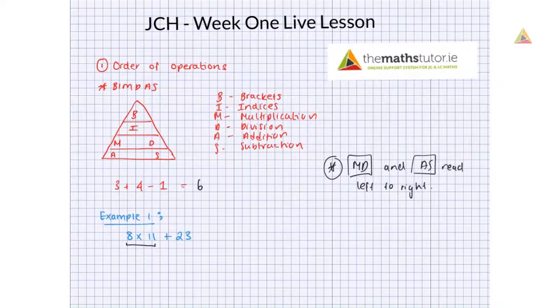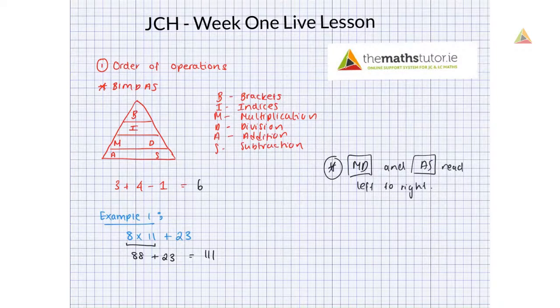That says multiplication, so that will be done first. We have no division, we have addition, and we don't have subtraction. So we're going to do the multiplication first, and then we're going to add. Okay, because that's the order that it's done in. So 8 by 11 is 88. It's going to be 88 plus 23, and when you do that out, you get 111.